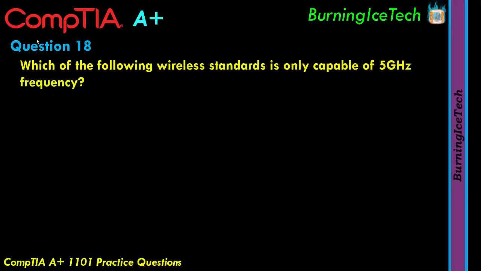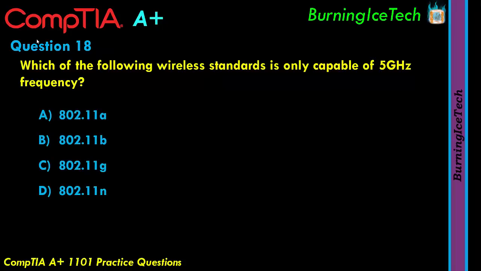Question 18. Which of the following wireless standards is only capable of 5 gigahertz frequency? Alright, so I've got 4 standards here for you guys. Yes, there are other ones out there. So if we talk about wireless standards, the ones that are missing from this list are 802.11ac and 802.11ax. Those are ones you need to know for the Network Plus exam. You definitely need to know that.